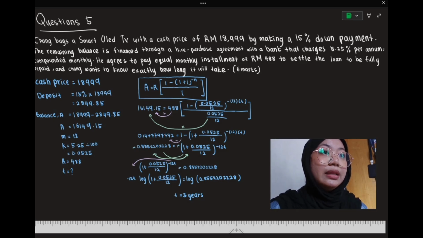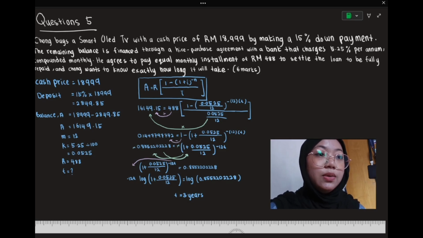After you make the value positive, you bring the power of negative 12t to the front of the log. Then you will get negative 12t log bracket 1 plus 0.0525 divided by 12 bracket equals log bracket 0.855220228 bracket. Then you go directly to your calculator to calculate the answer, and you will get t equals 3 years.